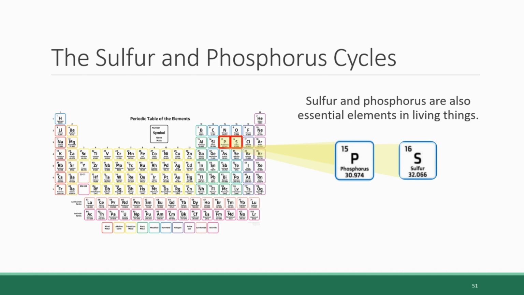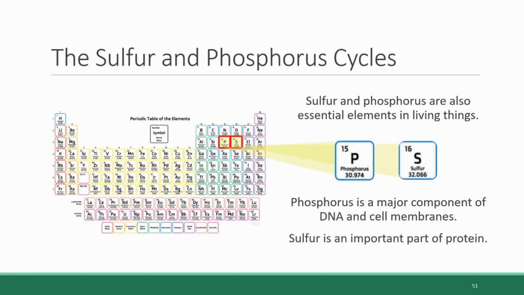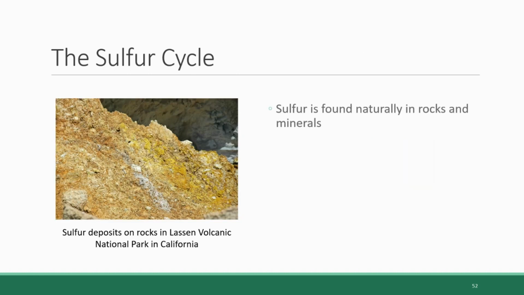But we do need to look at these elements because phosphorus is a major component of DNA and cell membranes, and sulfur is an important part of proteins. And without either of them, life could not go on. So we need to look at them with respect to how they flow in and out of living things. So let's talk first about sulfur.